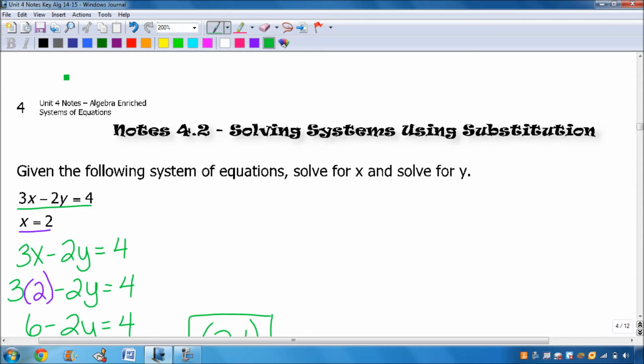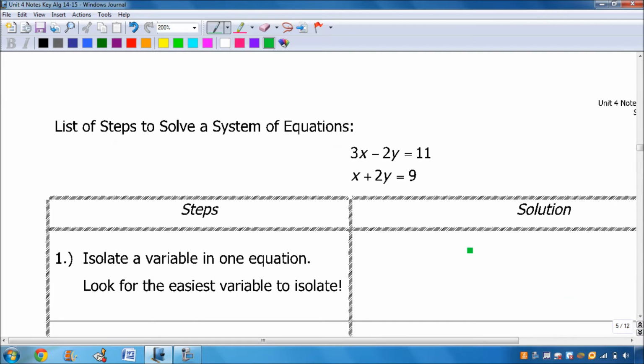Hello, ladies and gentlemen. Notes 4.2 are on solving equations using substitution. We already discussed page 4 in class, so if you could now turn to page 5, this is a list of steps to solve a system of equations using substitution. If you forgot how to do it, all you have to do is go back to this page right here, and all your information will be here for you.